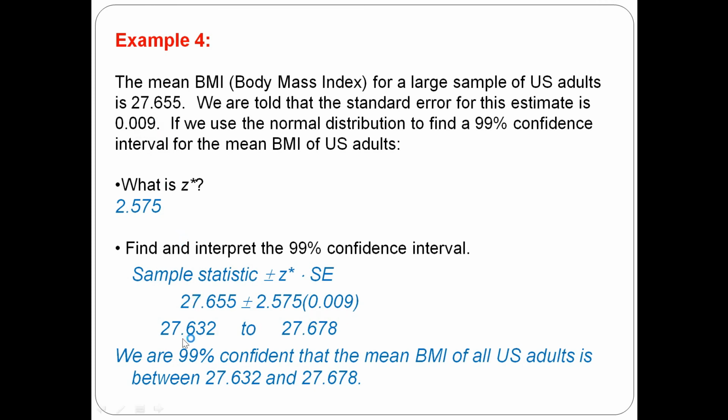Once you plug in all the numbers and solve them, you can say we are 99% confident that the mean BMI of all US adults is between 27.632 and 27.678.